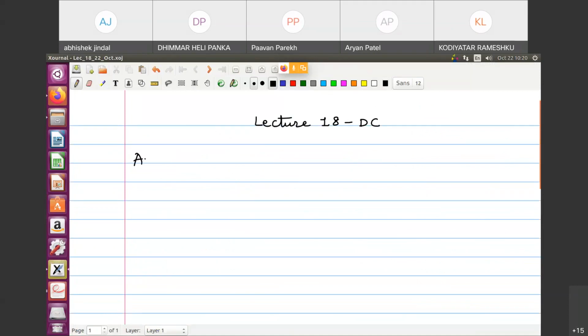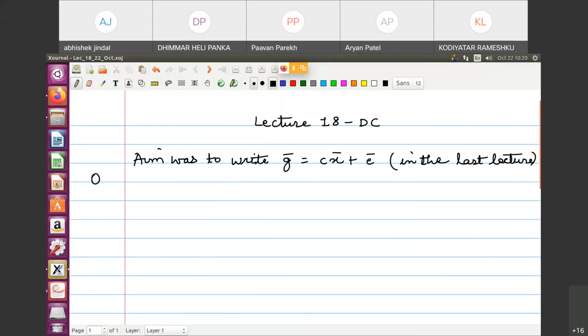So our aim in the last lecture was to write G as Cx bar plus some e bar. So the question was, what is the best decomposition of this form?